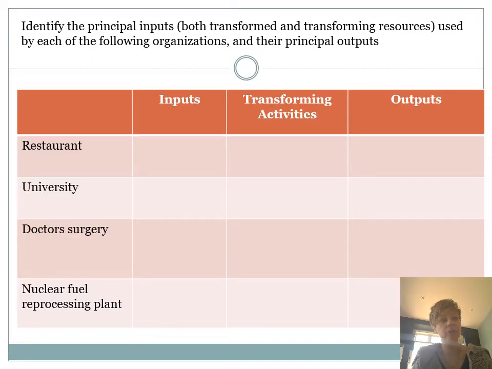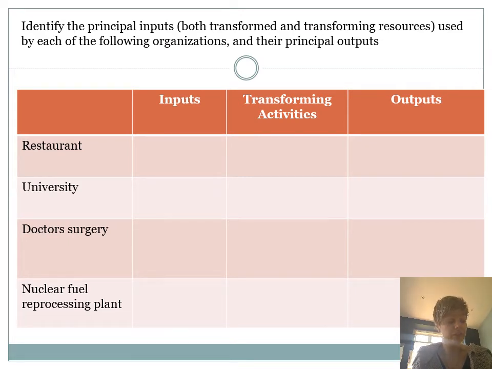You will notice as you go through and identify the principal inputs used by each of the following organizations, as well as their principal outputs. So an example, the first one, restaurant. The transformed resources of a restaurant include food and drink, and then the transforming resources and activity would include things like equipment such as cookers, refrigerators, tables, and chairs, as well as the chefs and the waiters. So what actual transformation activity is that, and what inputs are being used? The output being quality food and drink, as well as quality service.